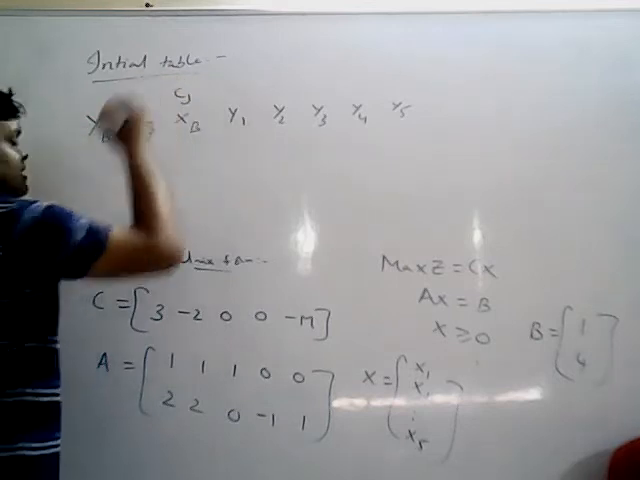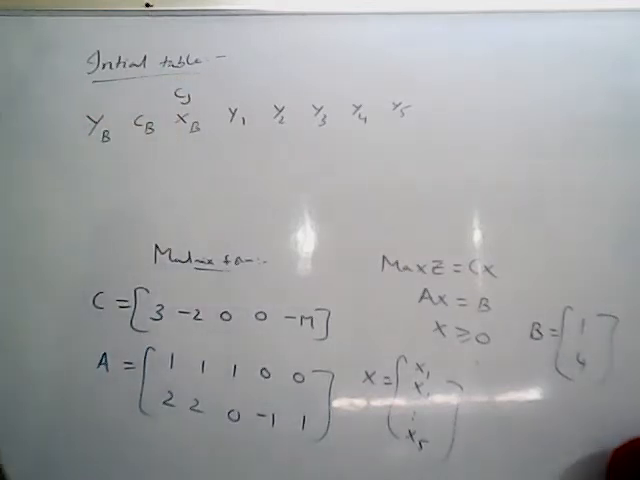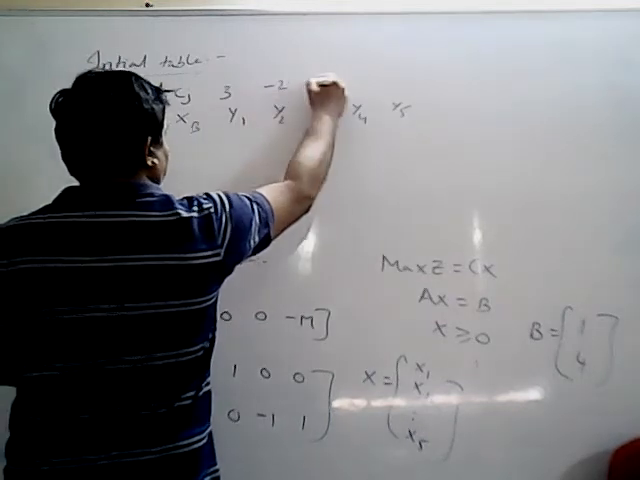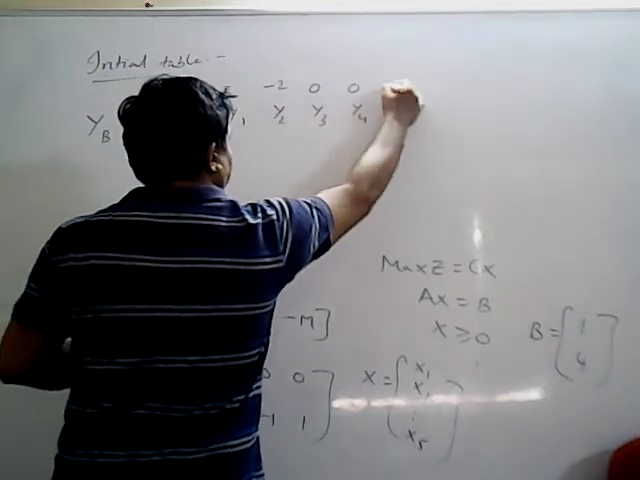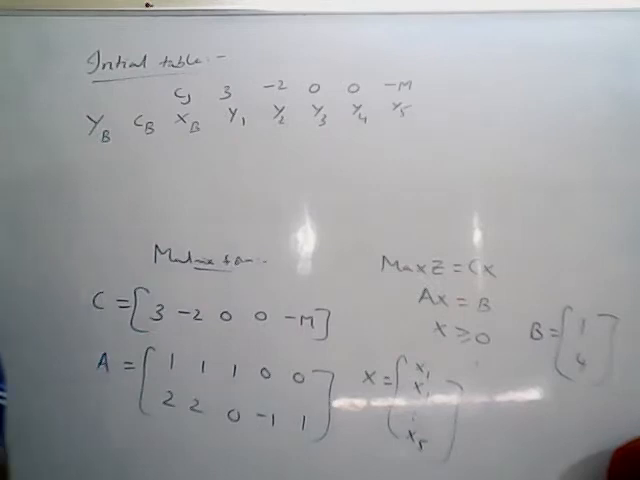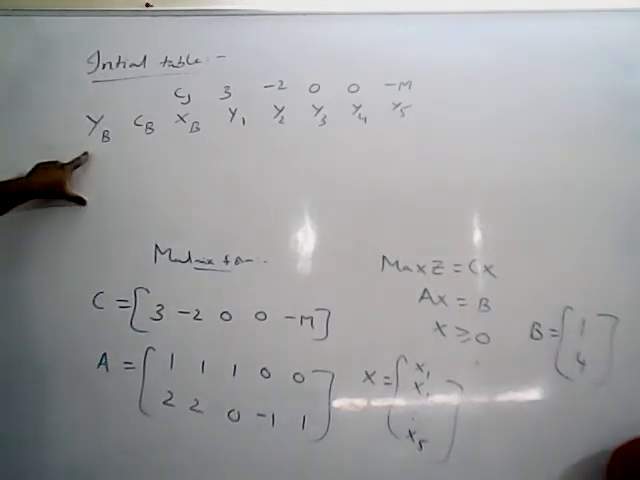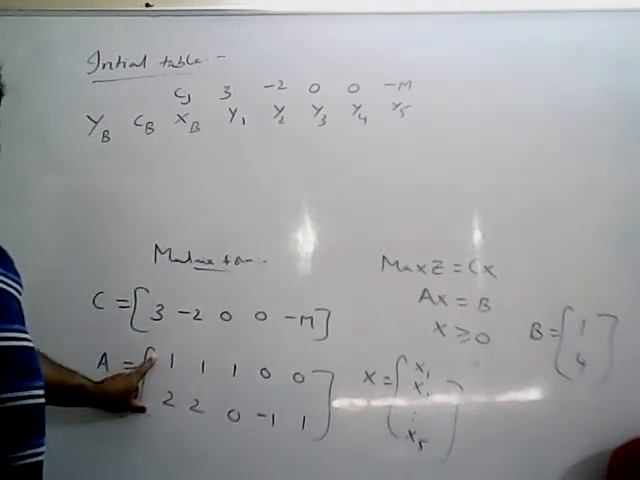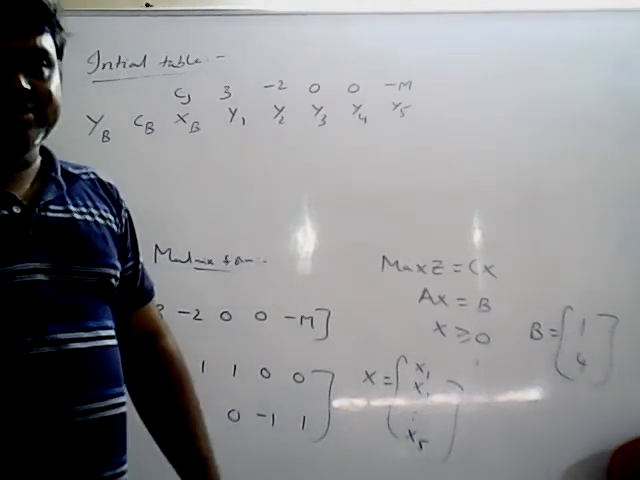Cj is the cost matrix. So first write down the C matrices. These are the C matrices. That means 3, minus 2, 0, 0, minus M. Now, what are the variables that enter into the basis? Where do you get the unit matrix elements? So, two constraints are there. Go for the 2 by 2 unit matrix.